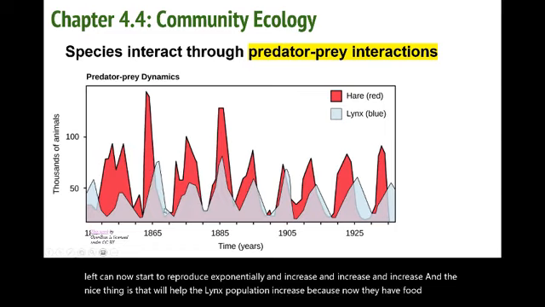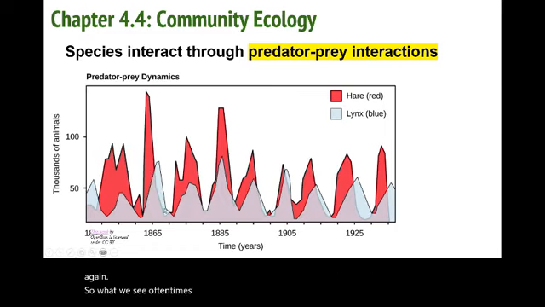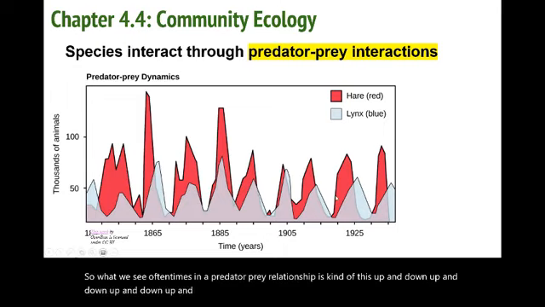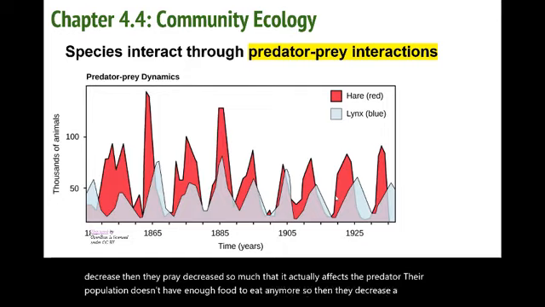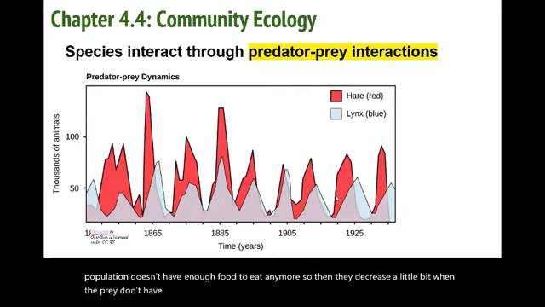So what we see oftentimes in a predator-prey relationship is this up and down, up and down pattern, because as they start to eat their prey, the prey decrease. Then the prey decrease so much that it actually affects the predator. Their population doesn't have enough food to eat anymore, so then they decrease a little bit. When the prey don't have any predators eating them, then the prey start to increase again, right? So it follows these boom-bust cycles of population growth.